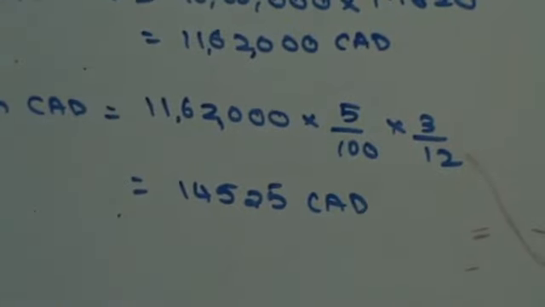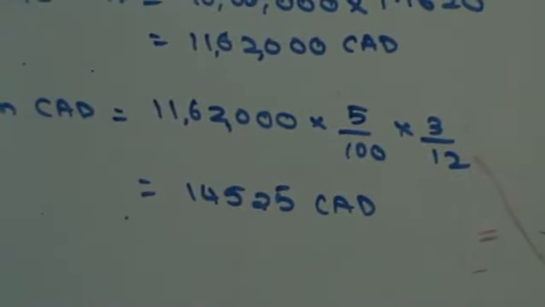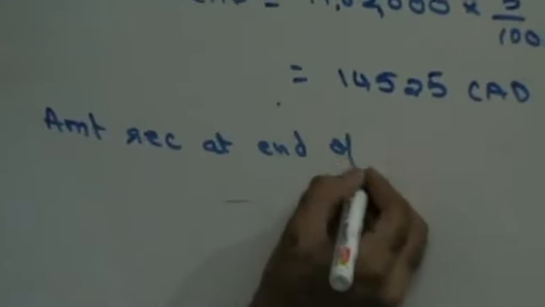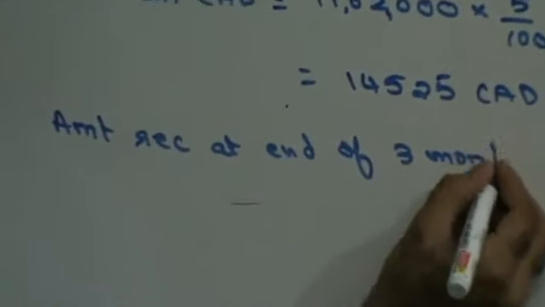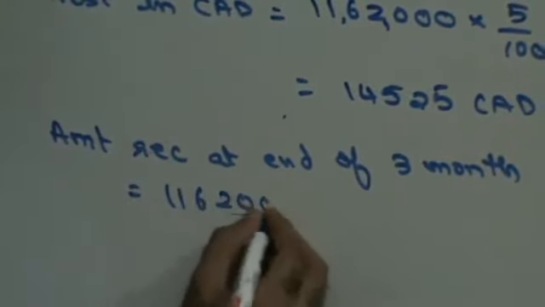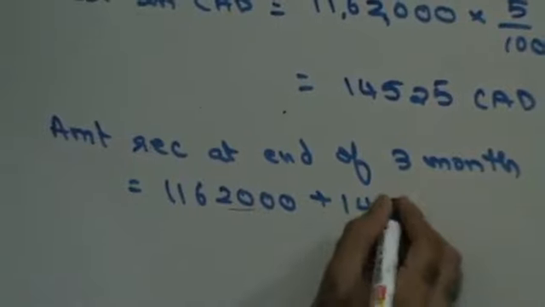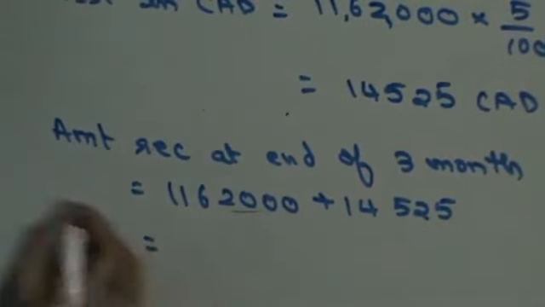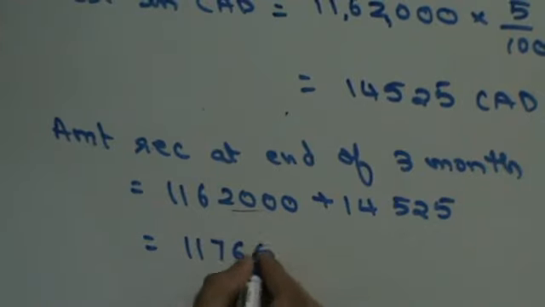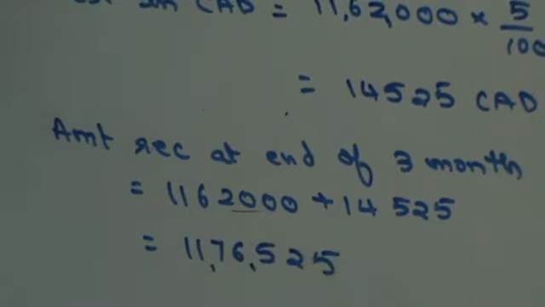14,525 Canadian dollars, right? So at the end of 3 months, how much amount am I going to receive? At the end of 3 months, how much will the bank pay me back? I had given them 11,62,000 Canadian dollars plus 14,525 they are going to pay me interest. 11,76,525.